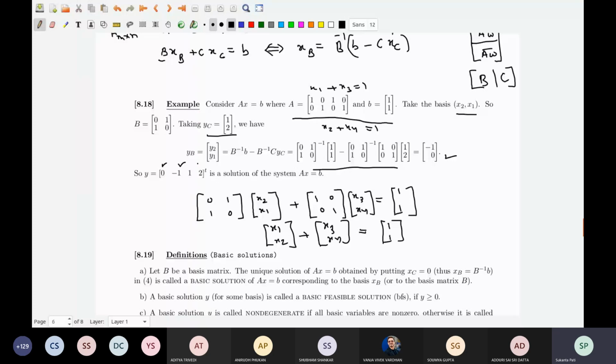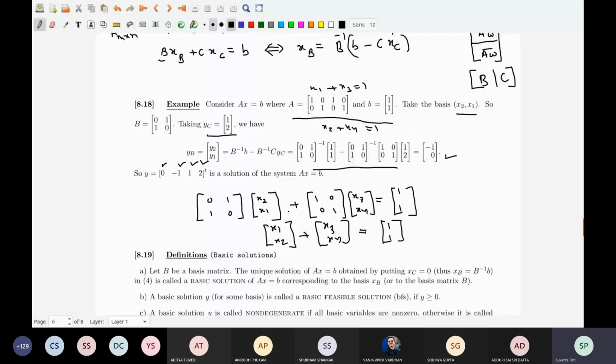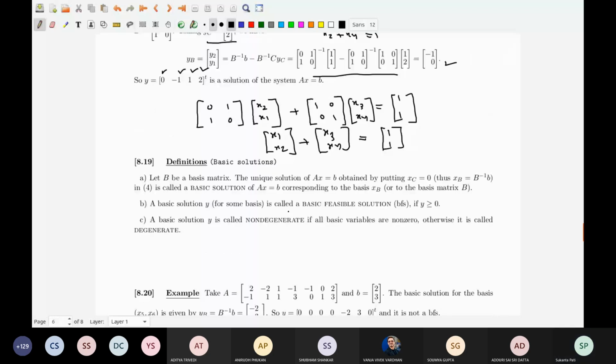Okay. So what are basic solutions? Now in this way, if you substitute xc equal to 0, completely 0, you will get some xb. Such a solution will be called a basic solution. By substituting xc equal to 0, suppose that you have a basis. Okay, it is a basis matrix. If you substitute xc equal to 0, it will follow that xb is equal to B inverse b. So then this will be called a basic solution.